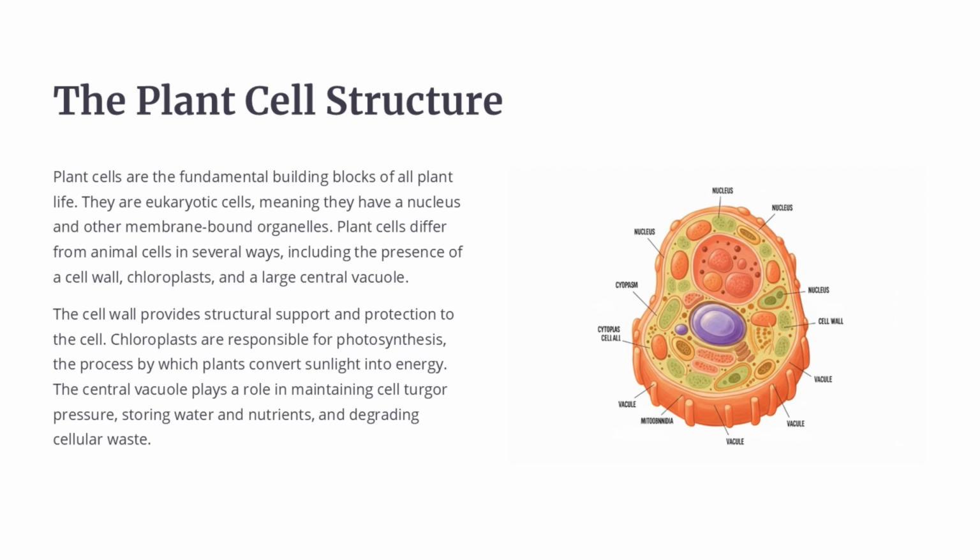They have a cell wall, which provides structural support and protection. They contain chloroplasts, which are responsible for photosynthesis. They have a large central vacuole that plays a role in maintaining cell turgor pressure, storing water and nutrients, and degrading cellular waste. The cell wall, chloroplasts, and central vacuole are important features that distinguish plant cells from animal cells.